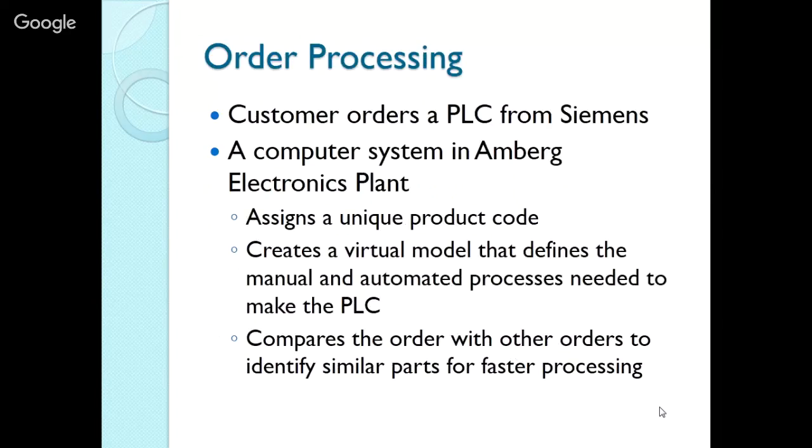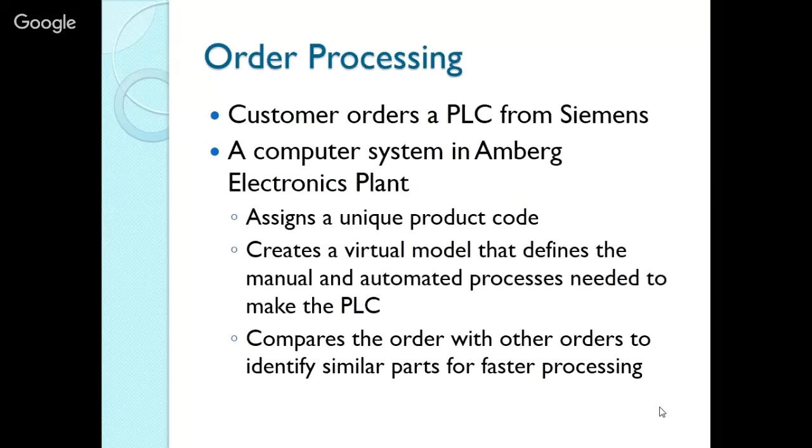Now, how does the order processing take place? The customer orders a PLC from Siemens. The customer may be sitting anywhere in the world. He does not know where this product is going to be made. So he will simply place the order with Siemens through its website. And automatically, depending upon the product, it will be assigned to a suitable factory. So if it comes to the Hamburg electronics plant, say the order is for a PLC, the computer system in the Hamburg electronics plant will assign a unique product code to that product.